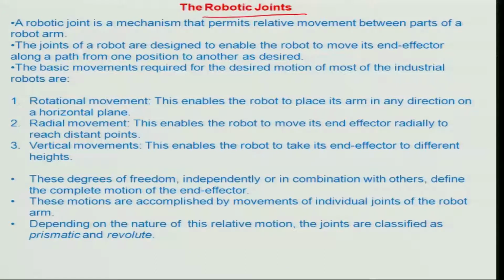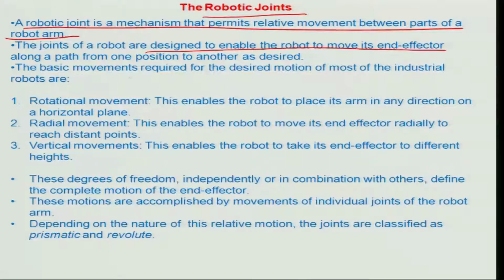Let us talk about robotic joints now. A joint is a mechanism that permits relative movement between parts of the robot arm. The joints of a robot are designed to enable the robot to move its end effector along a path from one position to another, as described.